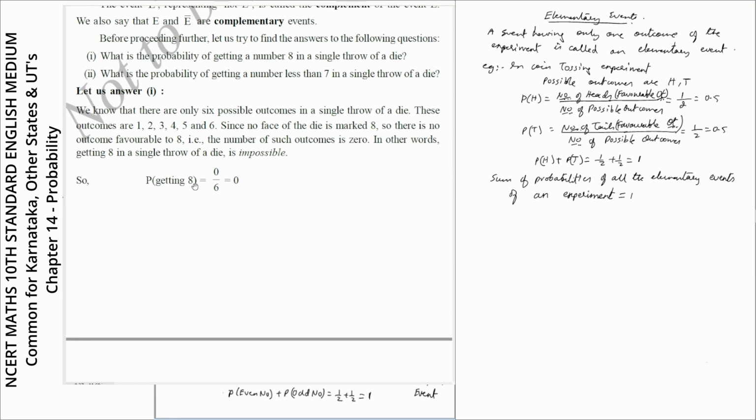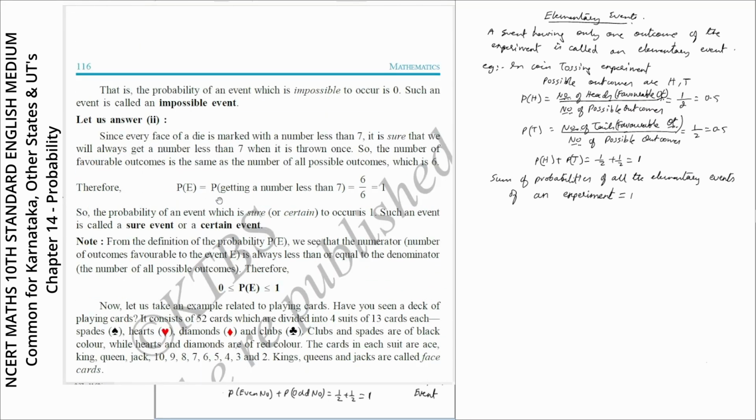Now here again, coming to the dice throwing experiment, what is the probability that we get a number 8? We won't get number 8 at all. No matter how many times we throw the dice, we get numbers which are always less than 7. Therefore probability of getting 8 is equal to 0 by 6, which is equal to 0. So this is an impossible event. And what is the probability of getting a number which is less than 7? It is equal to 6 by 6, which is equal to 1. So this is the sure event.